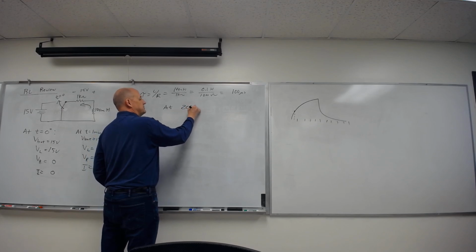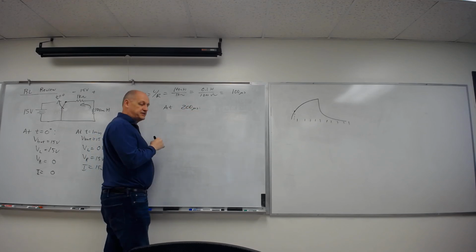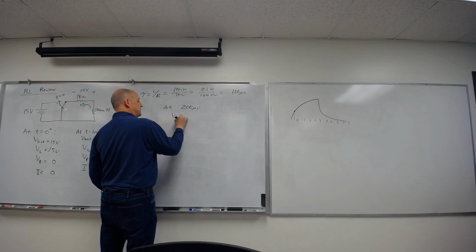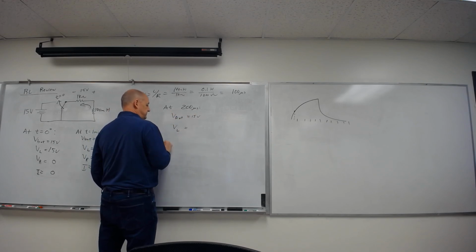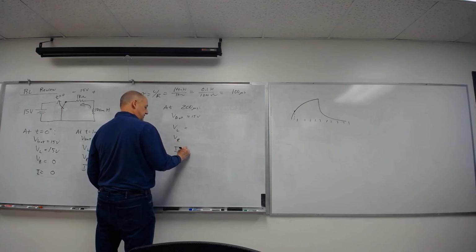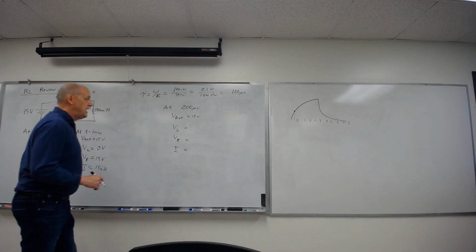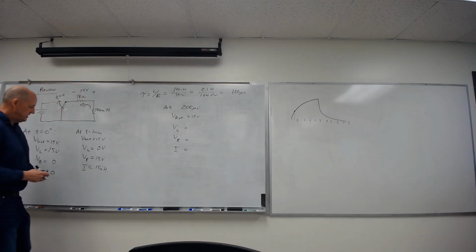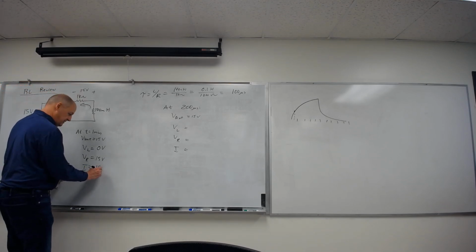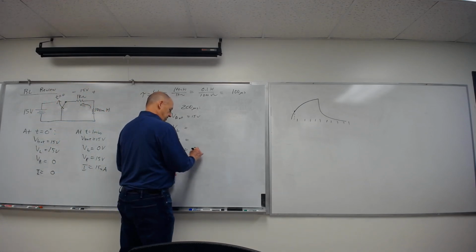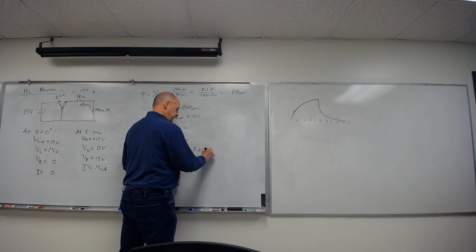At 200 microseconds, so 2 time constants, we're at 63% for all this. Of course, the battery voltage is 15 volts. So the current now is going to be 63% of its final, oh, why did I write millihenries? Milliamps, okay. It's going to be 0.63 times 15 milliamps.